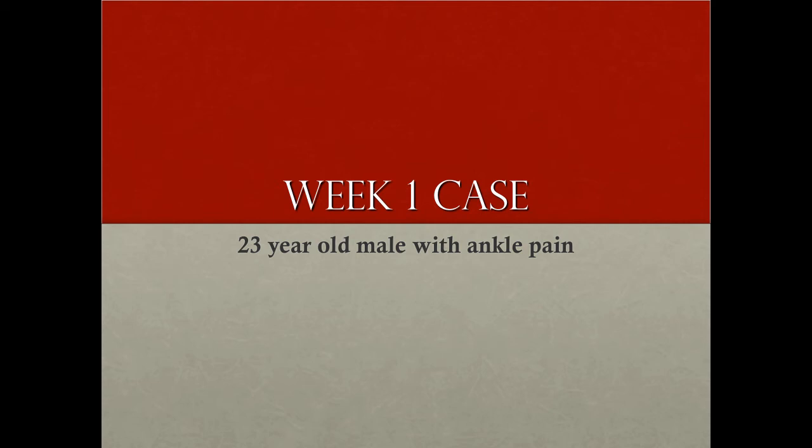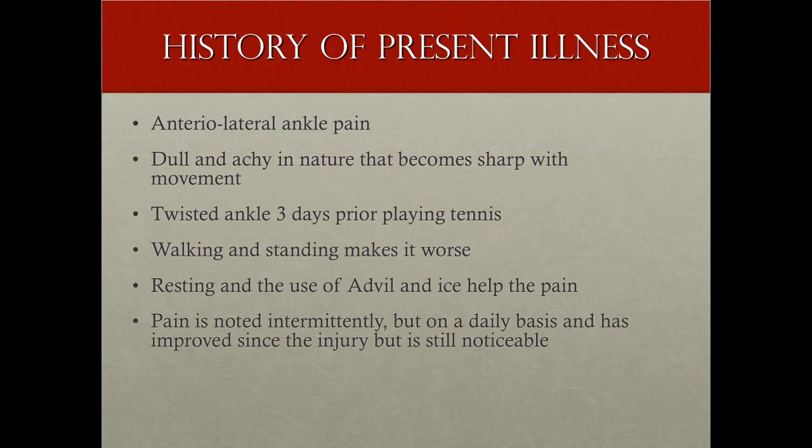Week one's case from lab. We had a 23-year-old male with ankle pain. Recapping some of the history, it was anterolateral ankle pain, dull and achy in nature that became sharp with movements. He twisted his ankle 3 days ago playing tennis.